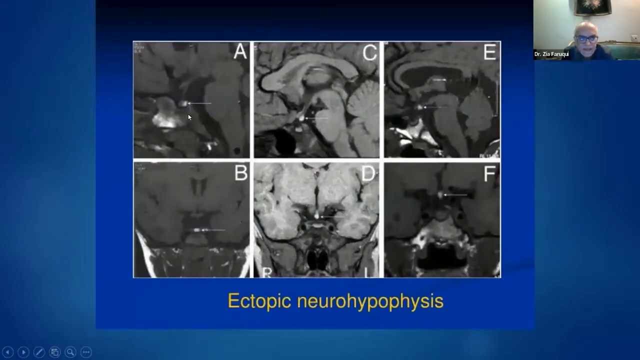So here's a case in point. This is the normal place where you can see the anterior pituitary, the high signal of the posterior pituitary. Here, this is ectopic, lying next to the infundibular stalk. This is lying next to the hypothalamus. You can see again the high signal of the posterior pituitary lying below the optic chiasm, and sometimes it can be intrasellar as well.